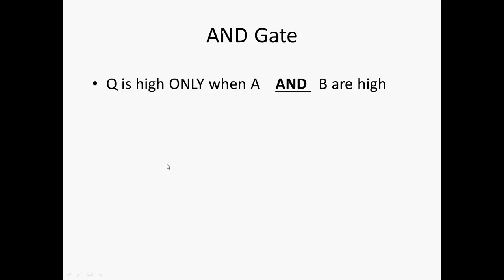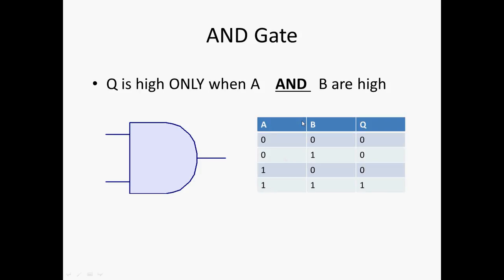An AND gate is only high when A and B are high. Here's our picture of an AND gate. It looks like a bell. It looks like something else as well, if you have a dodgy mind. This one on the left is called A, and this one's called B, and the output here is called Q. And if you were to draw the truth table for it, it would look like this.